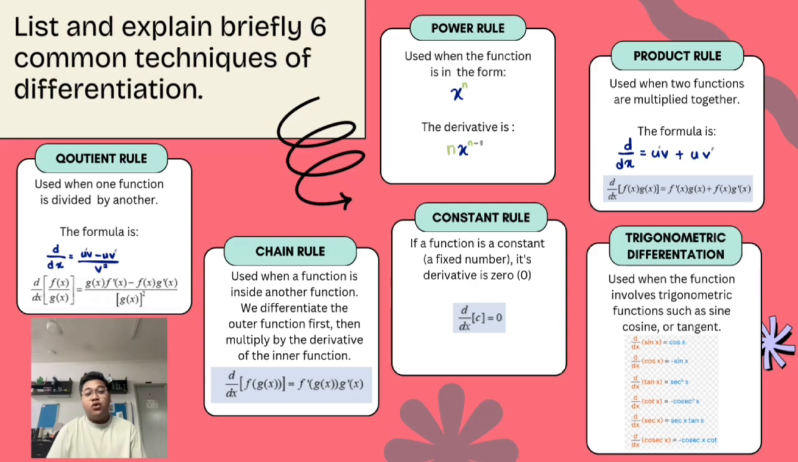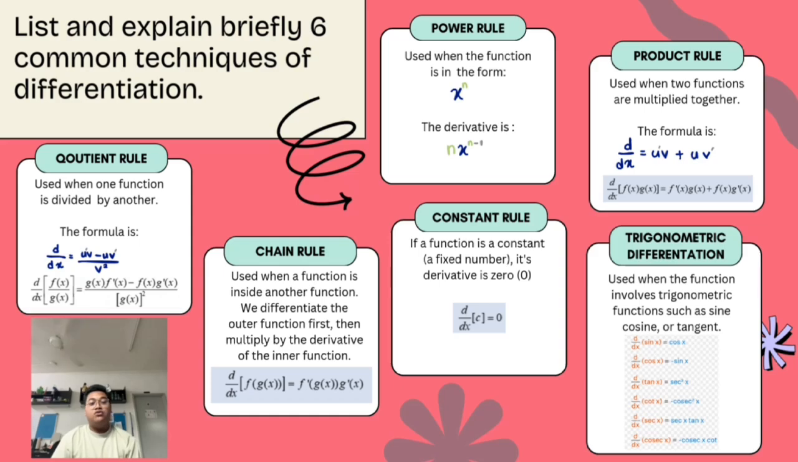Next, we have quotient rule. We use it when one function is divided by another. So it's like d over dx of f(x) over g(x). So it will be g(x) times f prime x minus f(x) times g prime x, over g(x) squared. Or we use d over dx equals u prime v minus uv prime over v squared.